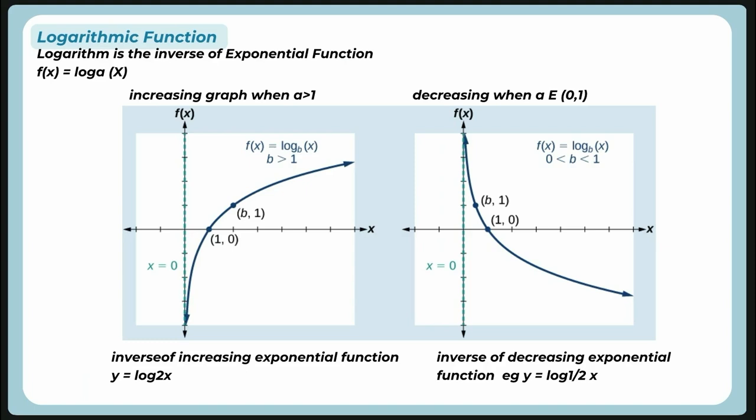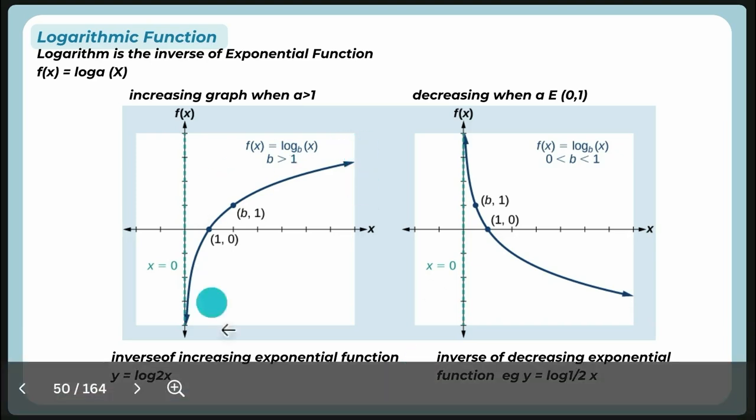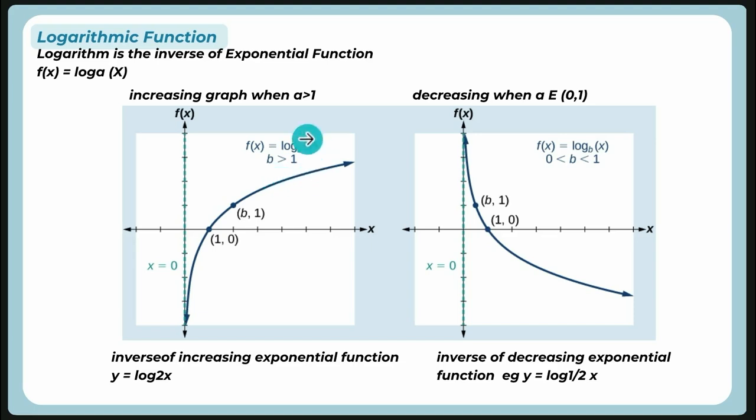Okay, then I'm going to be speaking about the logarithmic function. As you can see here, it looks the opposite. The logarithmic is the inverse of exponential, since it's going like this. If you draw it, it would be the opposite form. So the equation is log base b of x, where b is greater than 1. For example, log base 10 of x. The inverse of the increasing exponential function is log base 2 of x. That's the inverse of exponential functions.